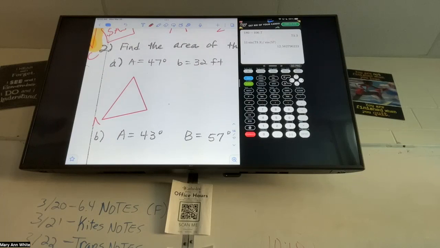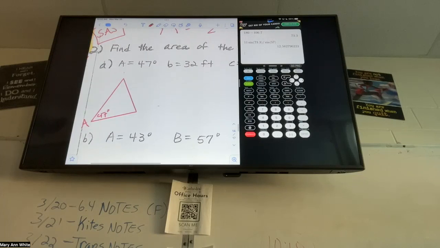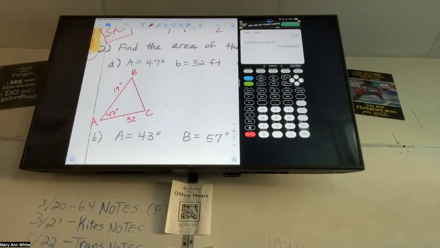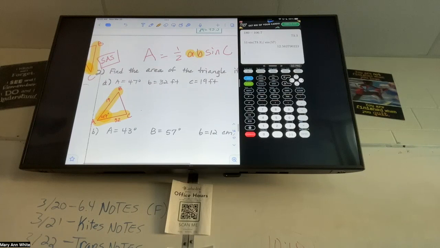I've got angle A is 47. I've got little b is 32, and then little c is 19. Do I have an angle and then the two sides around it? Yeah, amazing. I know that the equation uses A, B, and C in that order, and my A's, B's, and C's are a little bit different. It truly doesn't matter, as long as you have the angle and then the two sides around it. That's all that I care about, and that's what I have here. So I'm going to plug and chug. I'm going to say area equals 1/2 times 19 times 32 times sine of 47.